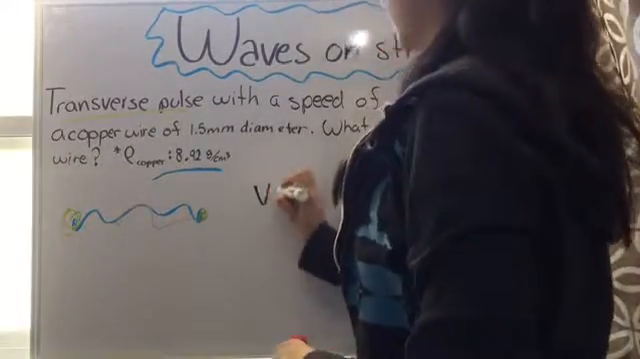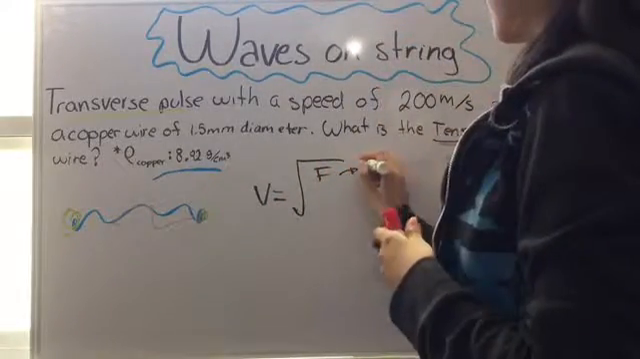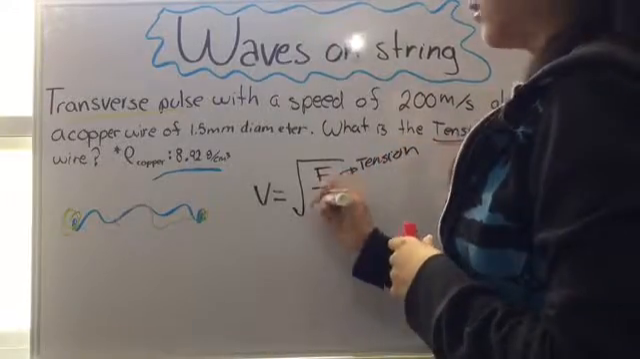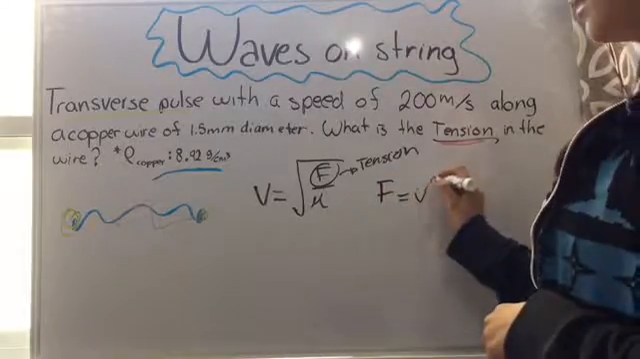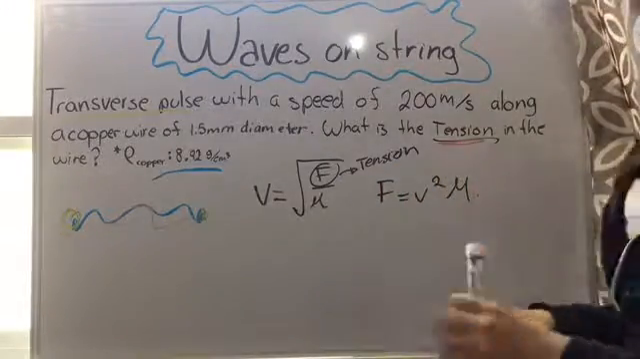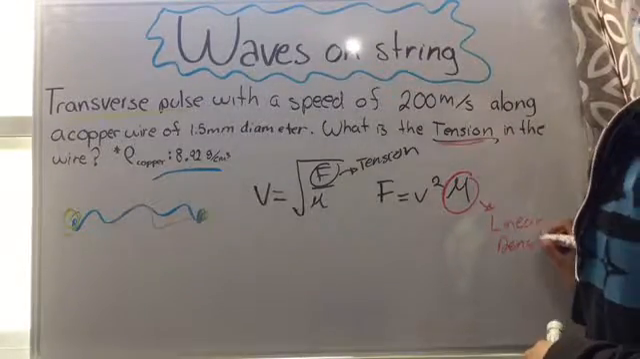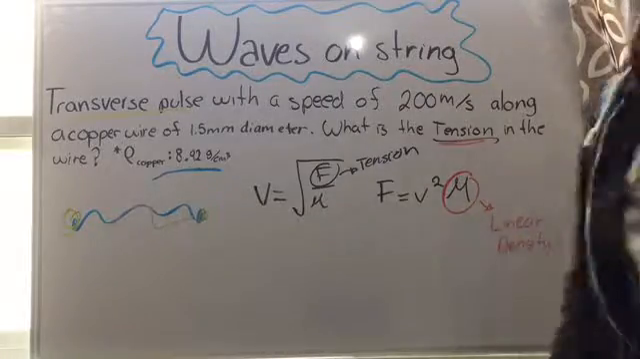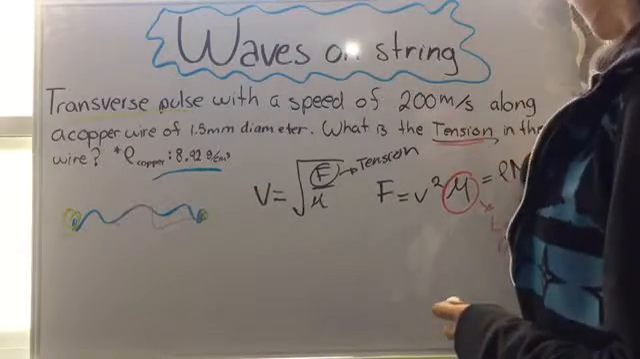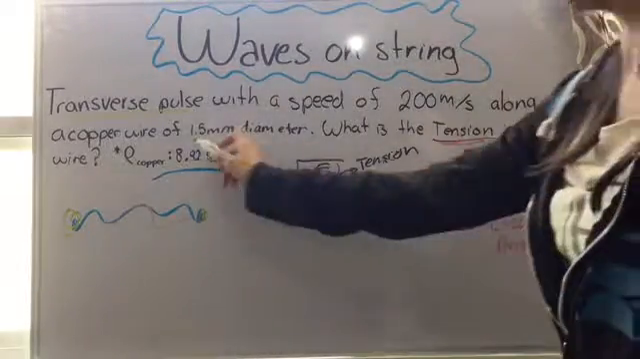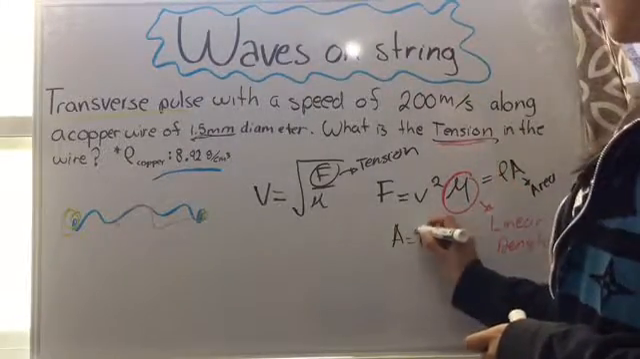And we know that the velocity of a wave is described by the following equation: the square root of the tension over the linear density. And this force is the tension that we are looking for. So we only have to isolate this force, but we don't have the linear density. But what we have is the density of the copper, and also we have the diameter, which will help us to find the area, because the linear density is described by the density times the area of the object.